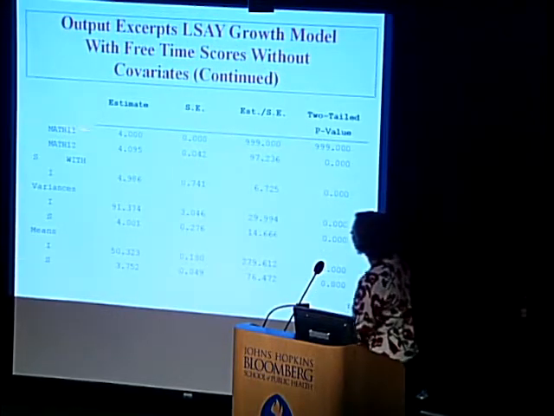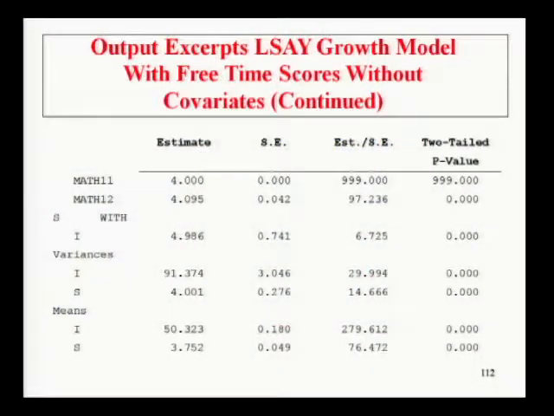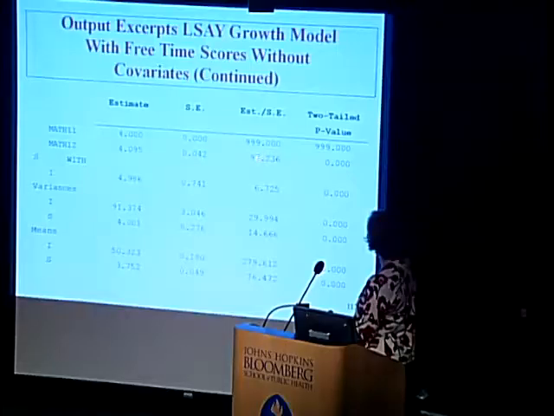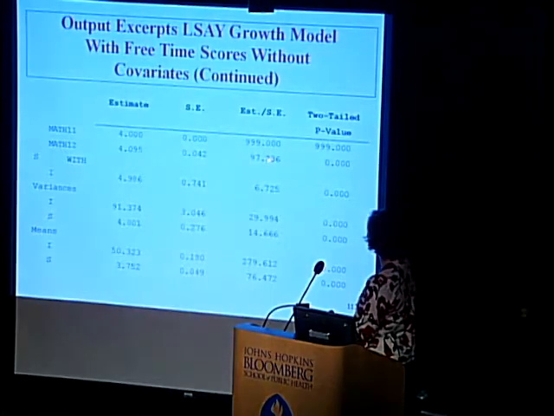Okay, and then for Math 11 and 12, Math 11 is fixed at 4, and we know they're fixed because we have 0 standard errors and 999s. But now, for Math 12, it's a free time score. It's estimated. It has a standard error. It has a test of whether it's significant.